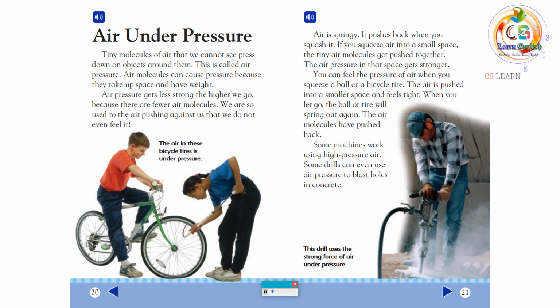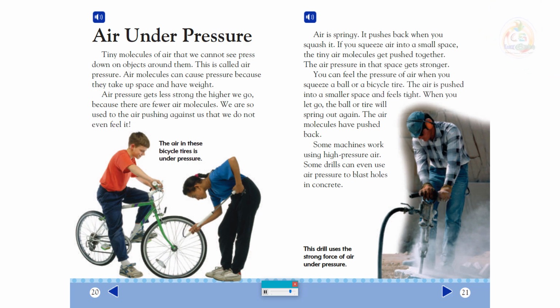Air is springy. It pushes back when you squash it. If you squeeze air into a small space, the tiny air molecules get pushed together. The air pressure in that space gets stronger. You can feel the pressure of air when you squeeze a ball or a bicycle tire. The air is pushed into a smaller space and feels tight. When you let go, the ball or tire will spring out again. The air molecules have pushed back.